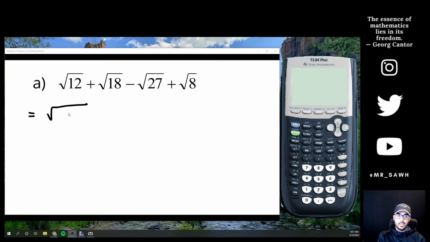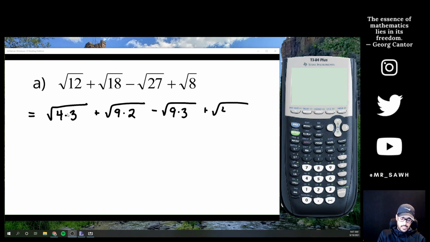So 12 is the same thing as 4 times 3. 18 is the same thing as 9 times 2. 27 is 9 times 3. And 8 is 4 times 2. Now these aren't the only ways to multiply to these numbers. For example, 12 is the same thing as 6 multiplied by 2. The problem is neither one of those numbers are perfect squares if I use 6 and 2. So I can't actually simplify it the way that I want. So just make sure when you do this that you pick a perfect square to be one of the factors.